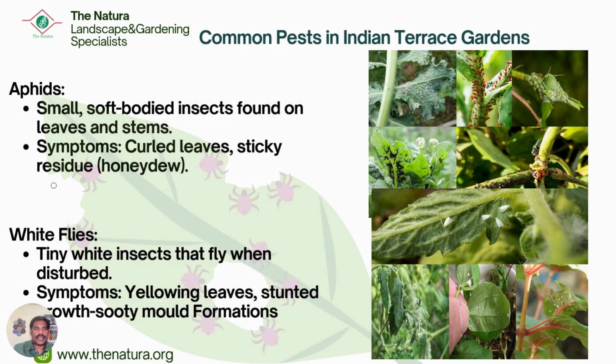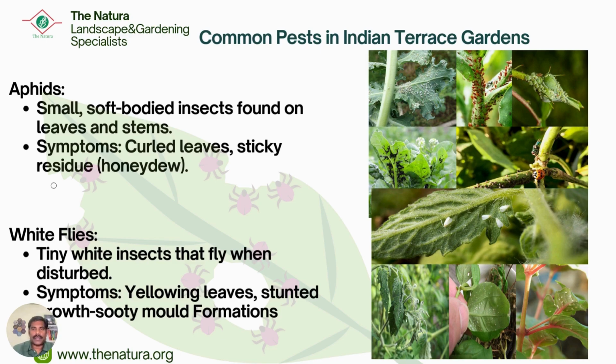So you should identify between these sucking pests. That's why we are giving images. Second one, whiteflies. You see tiny white insects that fly between plants. When you disturb or touch the plants, they will start flying. These are called whiteflies, white bodied.